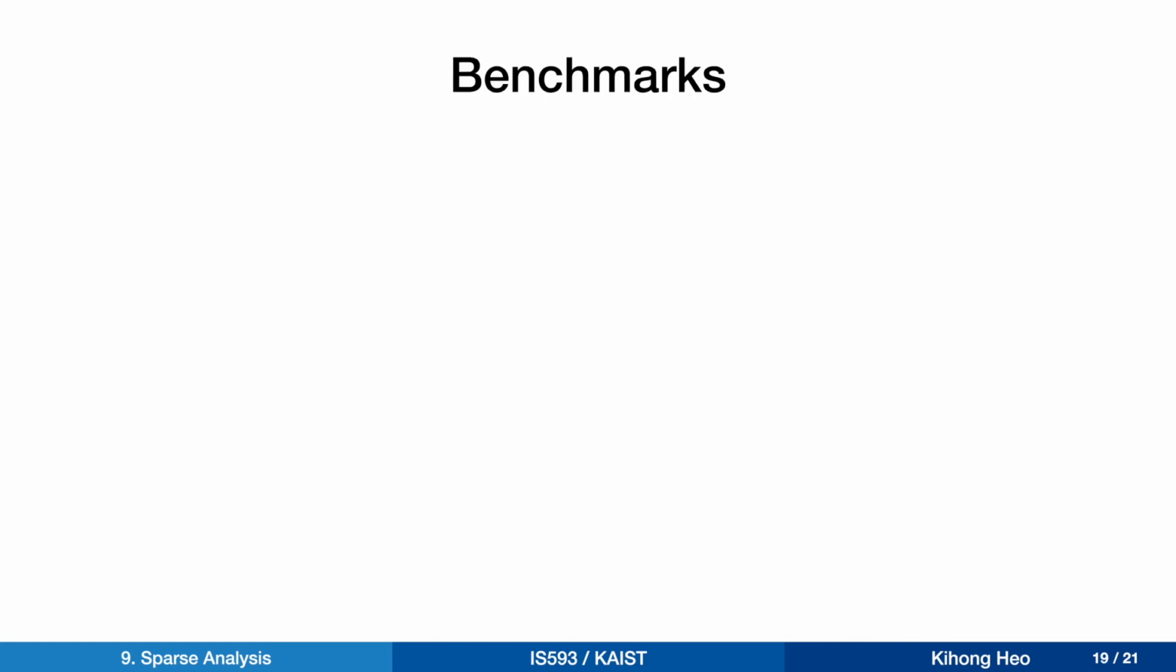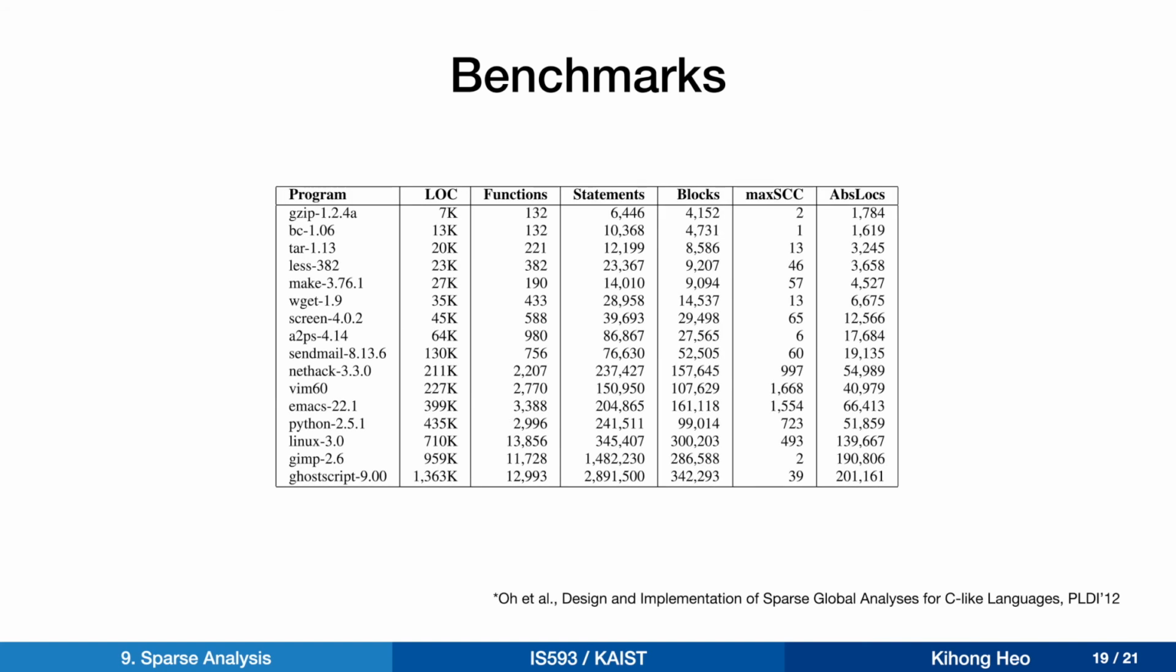Here I show some practical impact from the original paper of the sparse analysis. This table shows the characteristics of a set of real-world benchmarks. As you can see, the lines of code in C programs: this simple gzip consists of 7,000 lines of C, and some larger programs like Ghostscript are larger than 1 million lines of code. There are also notable statistics for the programs, such as the number of functions and statements, and the number of abstract memory locations.